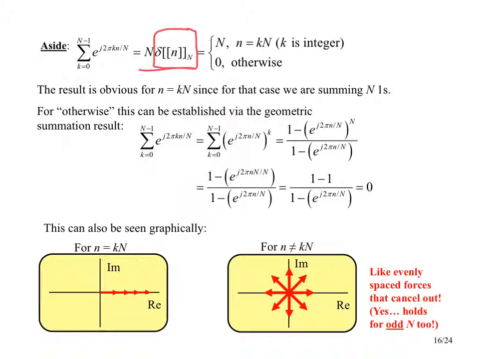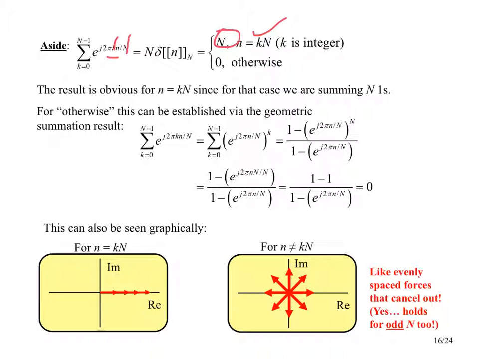So let's see if we can establish this result. First of all, for k equal to 0, we would be up at this point. That's a pretty obvious result. When we plug in k equal to 0, the e to the j thing becomes 1, and we're adding up N ones, so obviously we get N. When we have little n equal to capital N, then we'll have the k, which is now n, cancel with N, and I have e to the j 2 pi n.